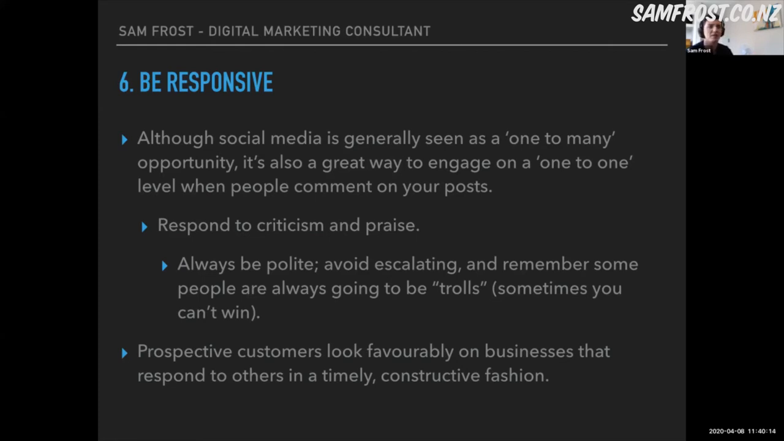But basically, by being responsive, not only on that one-to-many level, but on that one-to-one level, it really does help to build trust, which I spoke about earlier as being so key, especially in the current climate. It helps build your social presence. It helps build your social validity. And prospective customers or organization members, they're going to look favorably on organizations that respond to their peers in a timely and constructive fashion.